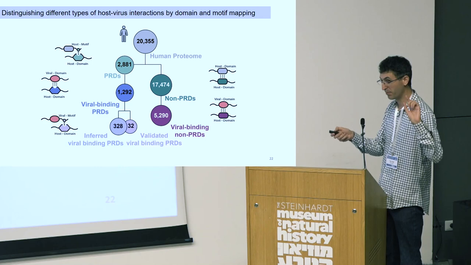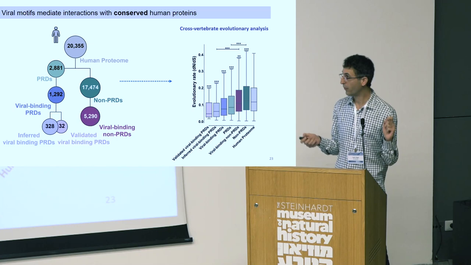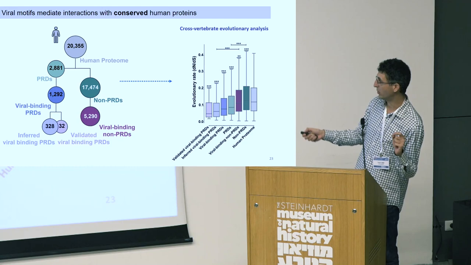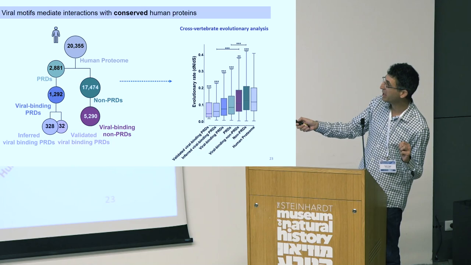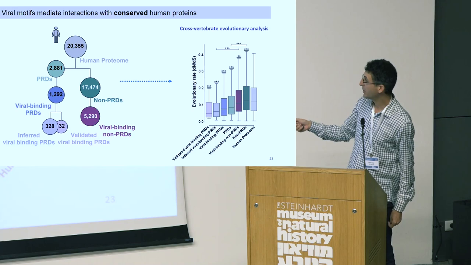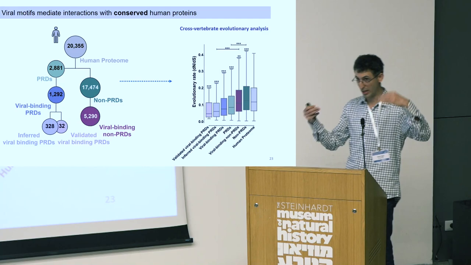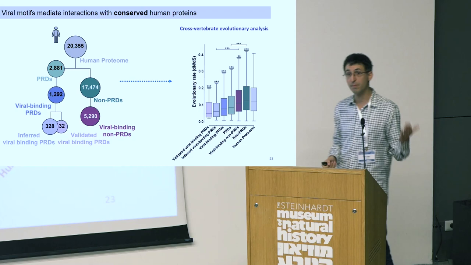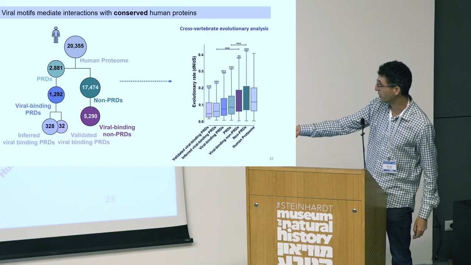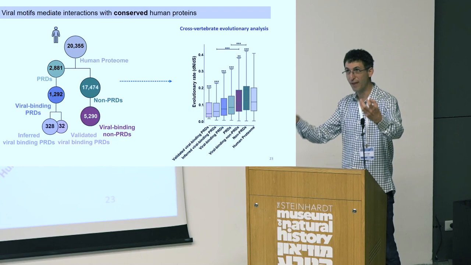And here is the evolutionary analysis we did on them. This is the human proteome, all the 20,000 or so coding genes. This is their evolutionary rate. High means rapidly evolving, low means highly conserved. And you see that the box plots, the distributions in purple, which are viral binding proteins, tend to be lower, meaning that viral binding proteins, by and large, indeed are more conserved. Now, if we look at the viral binding proteins with the domains, they tend to be even more conserved than all the rest of the proteins.